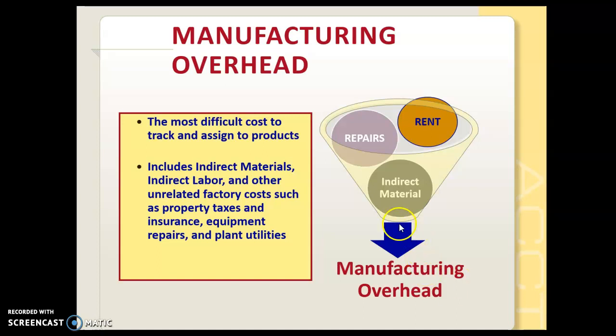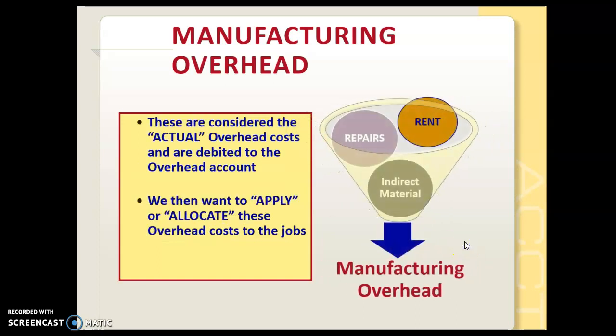Well, we have all the actual overhead, and that includes, as we said, indirect materials, indirect labor, and other factory-related costs such as property taxes, insurance, equipment repairs, and plant utilities, things like that, all on the debit side. Now, to be able to come up with the formula ahead of time, I'm going to have to estimate all of those types of costs.